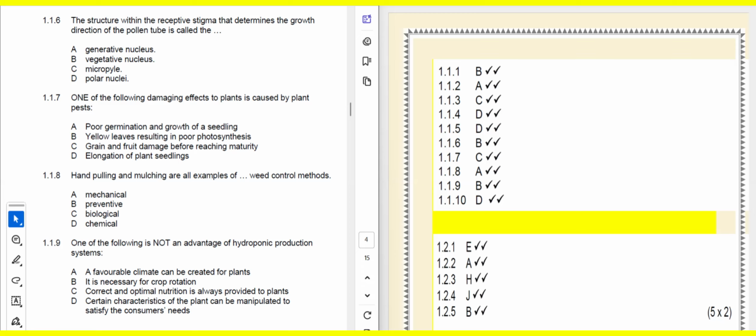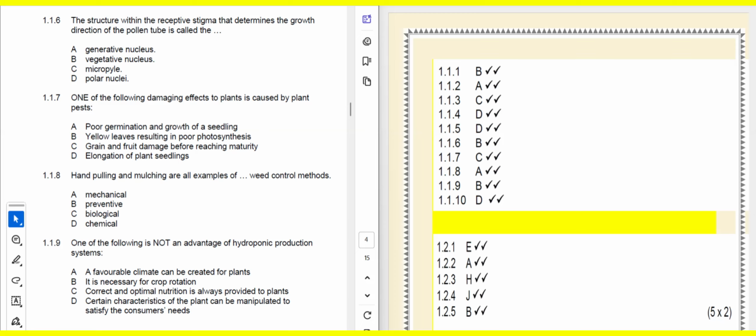1.1.7. One of the following damaging effects to plants is caused by plant pests. A. Poor germination and growth of a seedling. B. Yellow leaves resulting in poor photosynthesis. C. Grain and fruit damage before reaching maturity. D. Elongation of plant seedlings. Letter C. This refers to grain and fruit damage before reaching maturity.